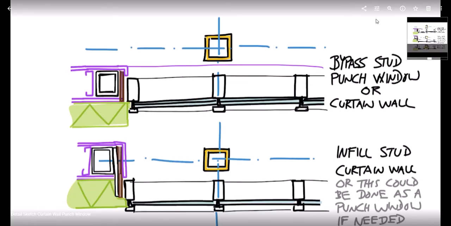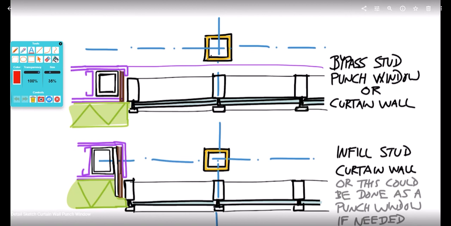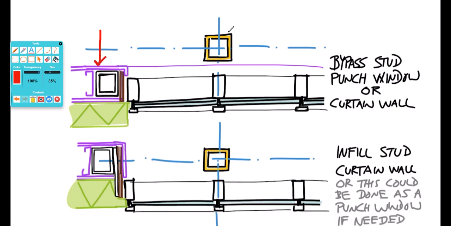Okay, so now the last one we're going to look at here is a bypass stud system. So this is the system where we have now pulled the wall stud out from the main superstructure. Okay, so the wall is clearly outside the superstructure here. So it could be your bypass system or your semi-bypass stud system.